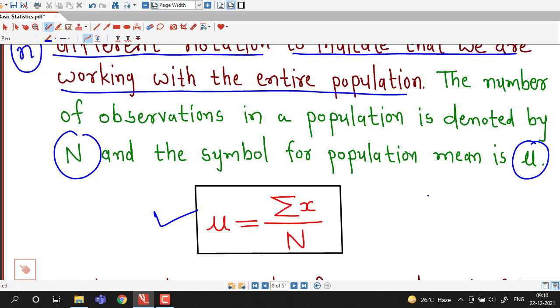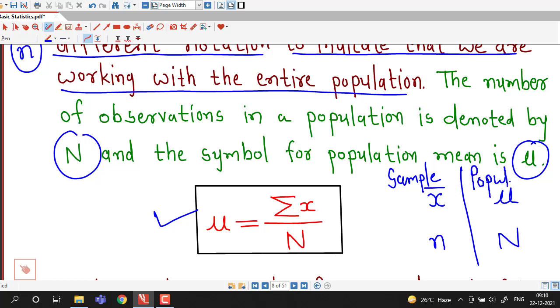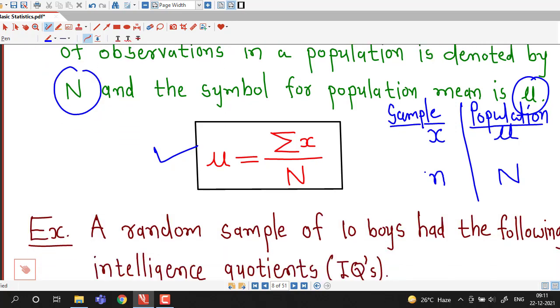So if we have a sample mean, we denote it by x bar. Population mean will be denoted by mu. The number of observations in a sample will be denoted by small n. The number of observations in a population will be denoted by capital N. So try to remember these different notations for sample and population, which we are going to use in the upcoming chapter on statistical inference.